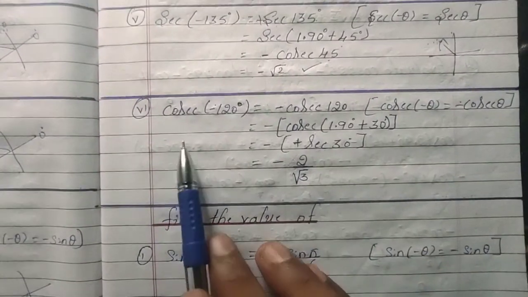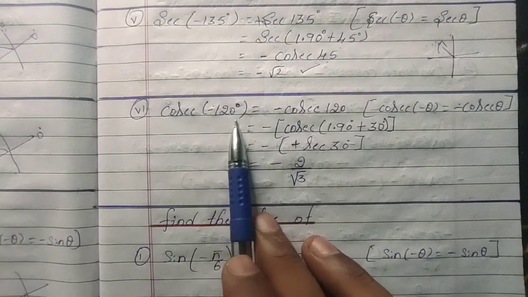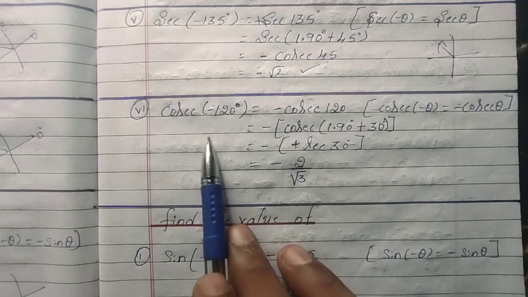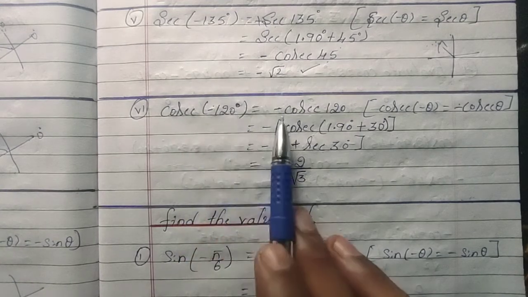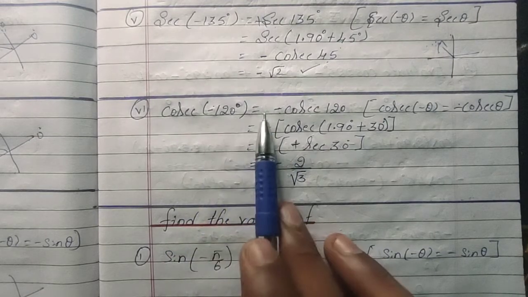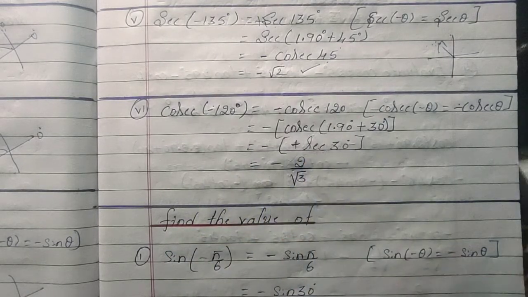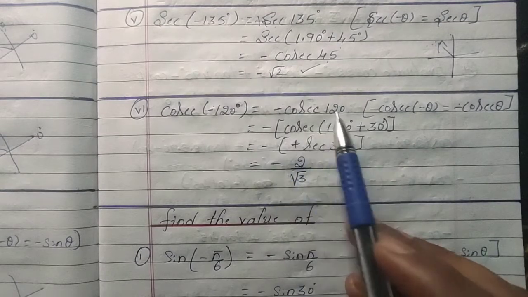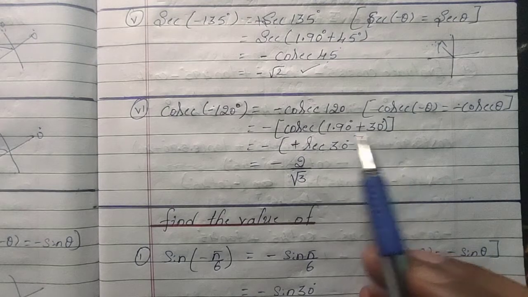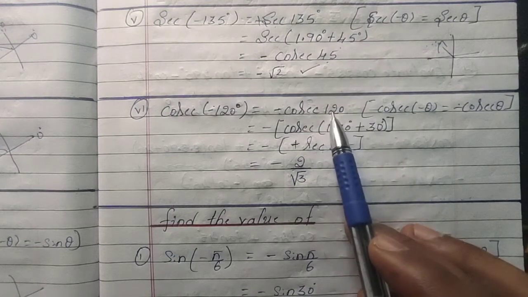Next question. Cosecant of minus 120. See, I said just before: sine, cosecant, tan, cot, when theta is negative, the answer is also negative. So cosecant of minus 120 is minus cosecant 120. Now minus as it is. Cosecant 120 I can write as 1 into 90 plus 30. So 1 times 90 is 90, 90 plus 30 is 120.